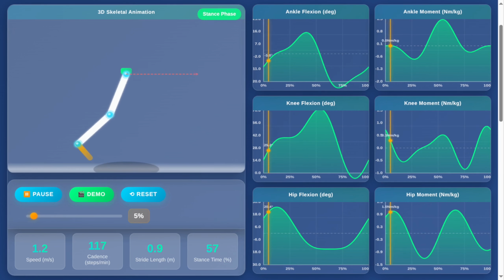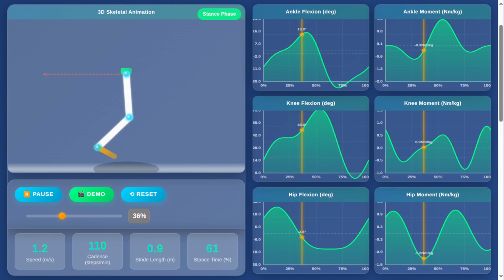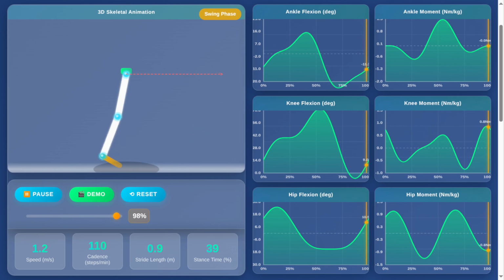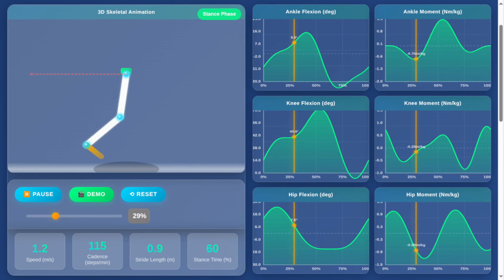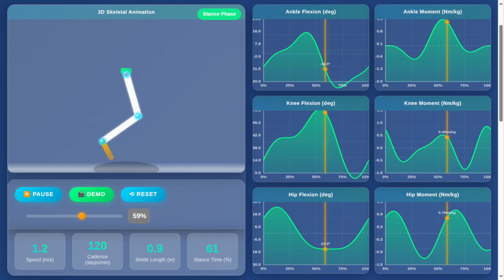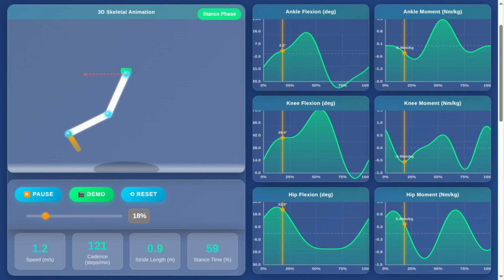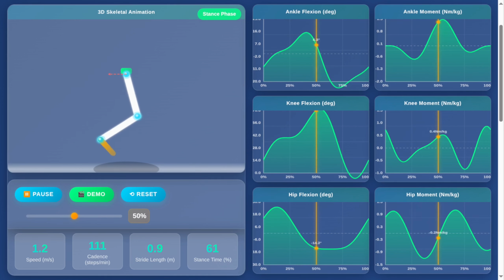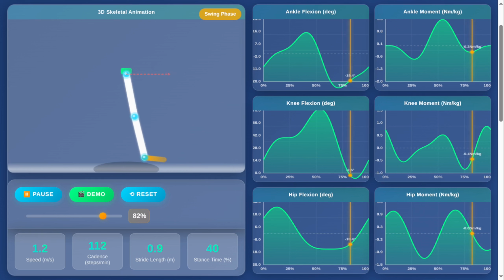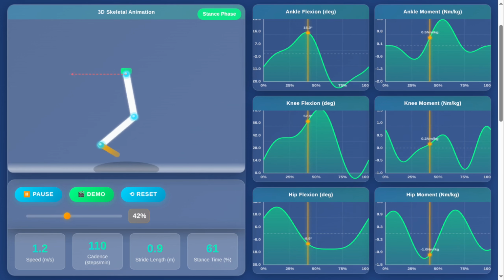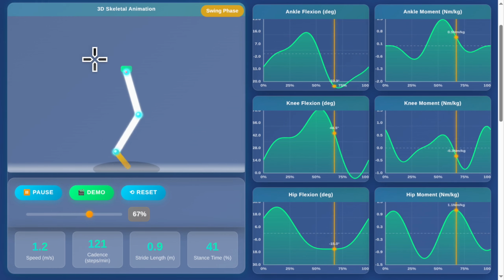Regarding the relationship between ground reaction force and hip moment, yes, they are directly related. The ground reaction force is a primary contributor to the moments or torques experienced at the joints of the lower limb, including the hip. As the ground reaction force changes in magnitude and direction throughout the gait cycle, it directly influences the hip moment, which is why you see the hip moment graph fluctuating in response to the ground reaction force. Can you explain it in simpler terms?